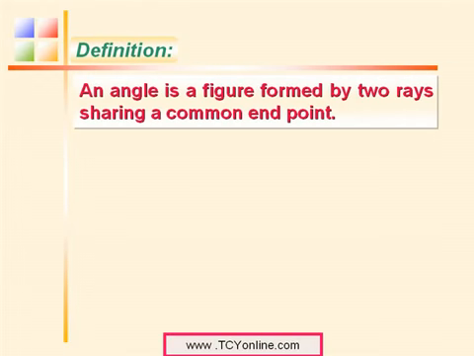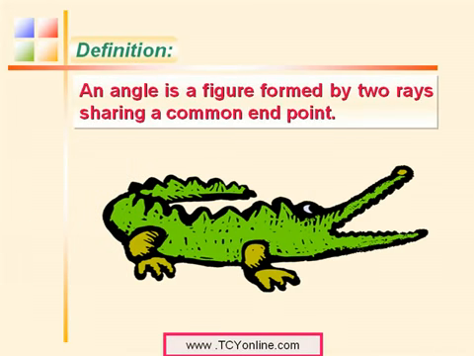Angle is basically a figure which is formed by two rays sharing some common endpoint. Let's understand the meaning of angle with the help of this example. Look at the mouth of the crocodile. Over here, this represents one of the rays of the angle, while this represents the second ray of the angle. And these two rays are meeting at some common endpoint. Now this common endpoint is called vertex. So we can say that this is simply the angle formed.